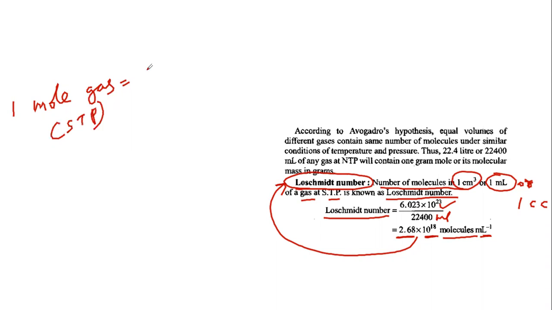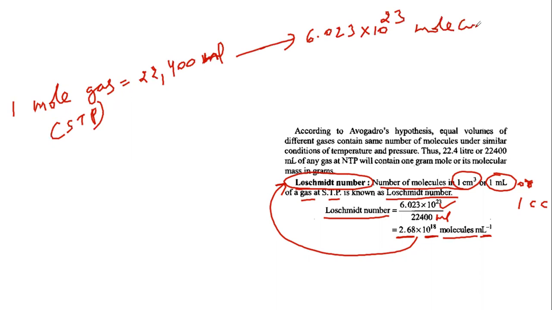At STP, 1 mole of gas is equal to 22,400 milliliters, right? So this volume contains how many molecules now? 6.023 × 10^23 molecules. So these many molecules will be present in what now?